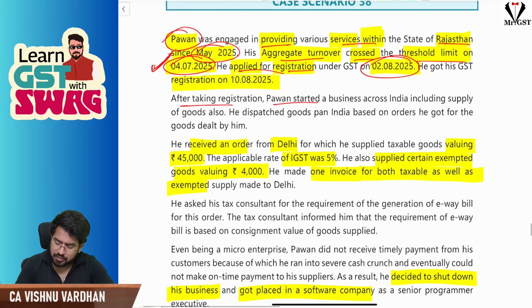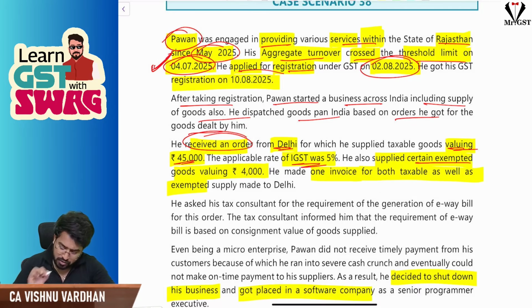After taking registration, Pawan started business across India. All these things are irrelevant information. Now he received an order from Delhi where he is supplying goods worth 45,000. GST is 5%. Along with it, he is also supplying some exempt goods worth 4,000. One invoice is being issued for both taxable as well as exempt goods.